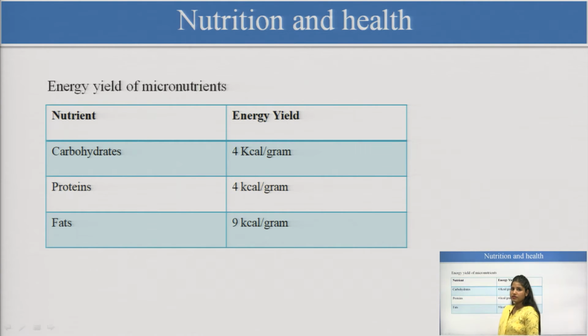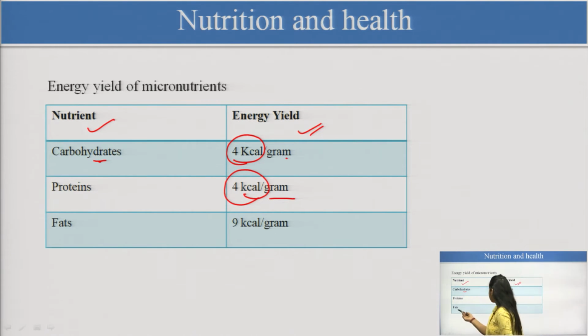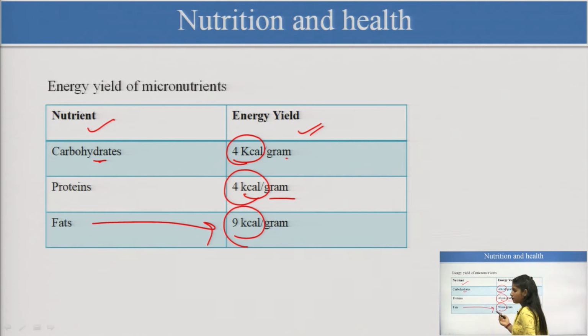Then you can see the energy yield of the macronutrients here. Carbohydrates: 1 gram produces 4 kilocalories. Okay, this is the energy yield. For the proteins, 1 gram produces 4 kilocalories, and for fats, 1 gram produces 9 kilocalories. Okay, so higher energy is produced from the fats. So, this we can conclude from this slide.